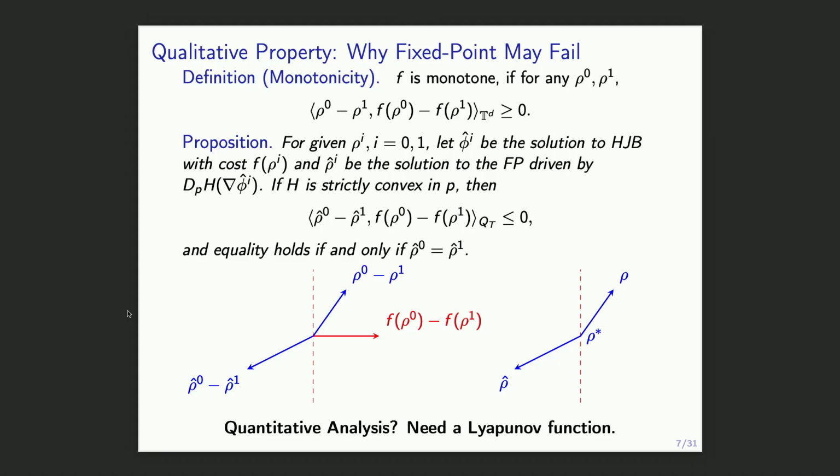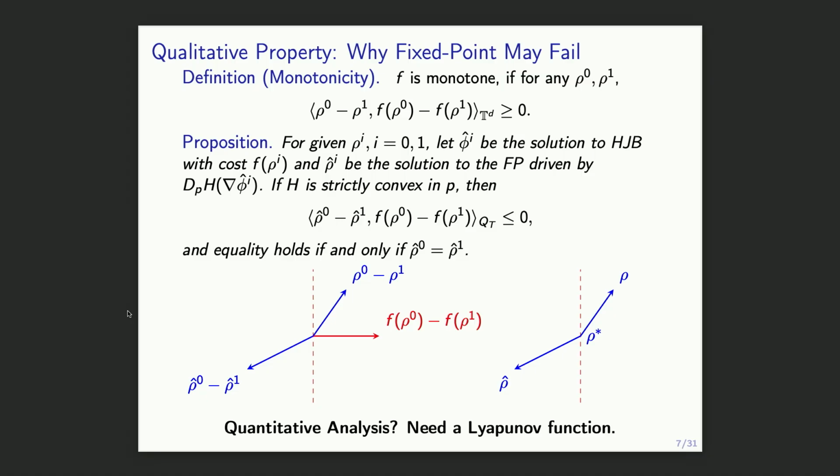Why will this happen? First I will bring some concepts to give you a heuristic idea of why this may happen. First is the definition of monotonicity. We say F is monotone if this inner product is always greater than or equal to 0. If F is derived from a potential, this actually corresponds to the potential being convex. This is a common assumption in mean field game to ensure the uniqueness of the solution.